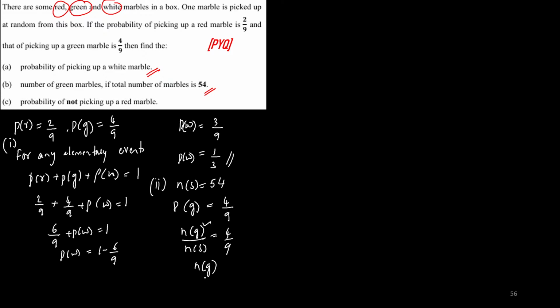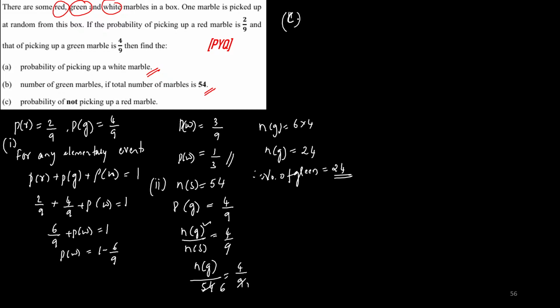So N of G I keep as it is, and N of S is given as 54, equal to 4 by 9. 9 sixes are 54, so I get N of G is equal to 6 into 4, that is 24. So the number of green marbles is 24. Clear?